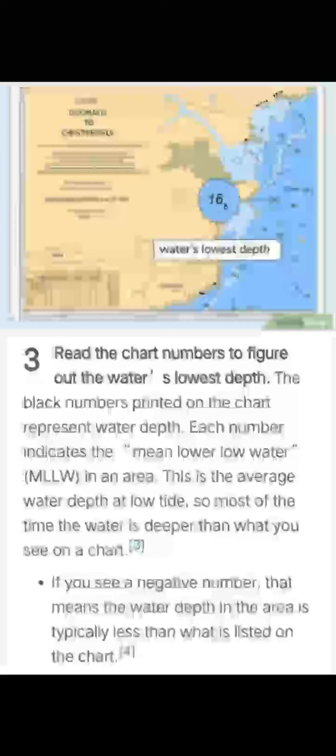3. Read the chart numbers' figures of the water's lowest depth. The black numbers printed on the chart represent water depth. Each number indicates the mean low water, MLW, in the area. This is the average depth of water at low tide, so most of the time the water is deeper than what you see on the chart. If you see a negative number, that means the depth of water in the area is typically less than what is listed on the chart.